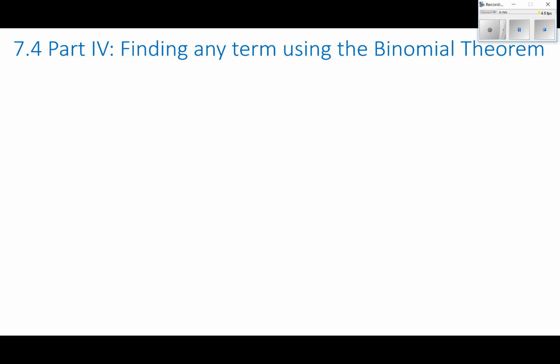So class, let's look at 7.4 part 4, and this will be the last part to our 7.4 series that we've been working on. So now we're going to focus on finding any term in the expansion using the binomial theorem. Remember when we did the expansion in the last part, part 3, we had x plus y to the ninth. Remember this 9 leads us to how many terms there's going to be. There's going to be n plus 1 terms.